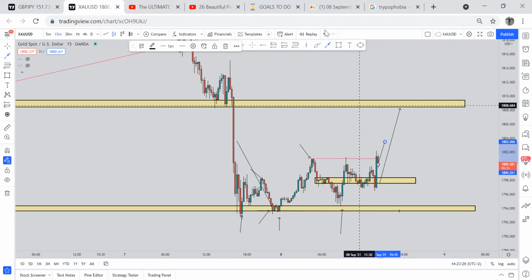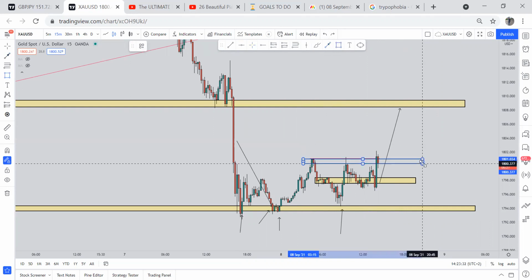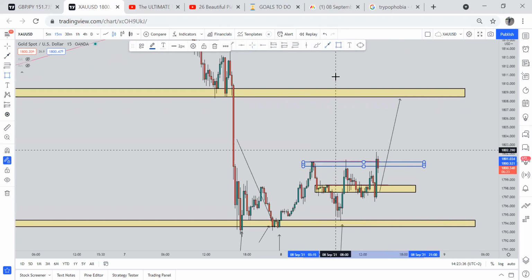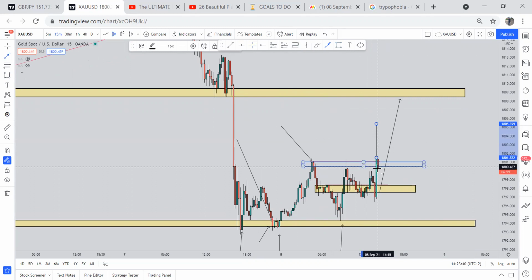And once we do, as I was explaining to you, my brother, the way I was telling you that we draw our key area, you can already see now that we did break above these previous higher highs here. You can see that we did break and we did close above these previous higher highs.